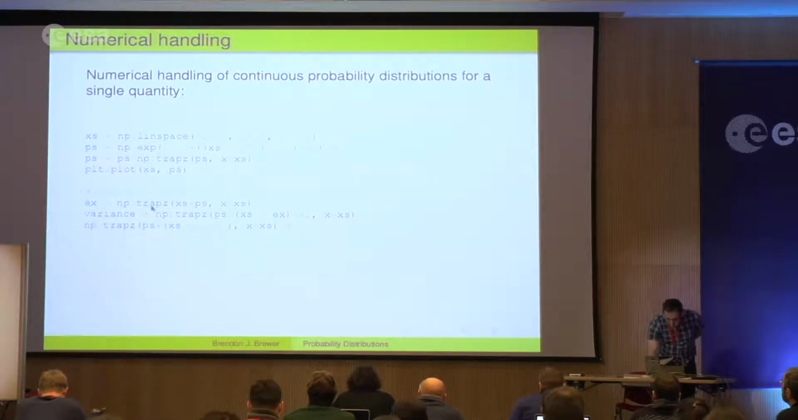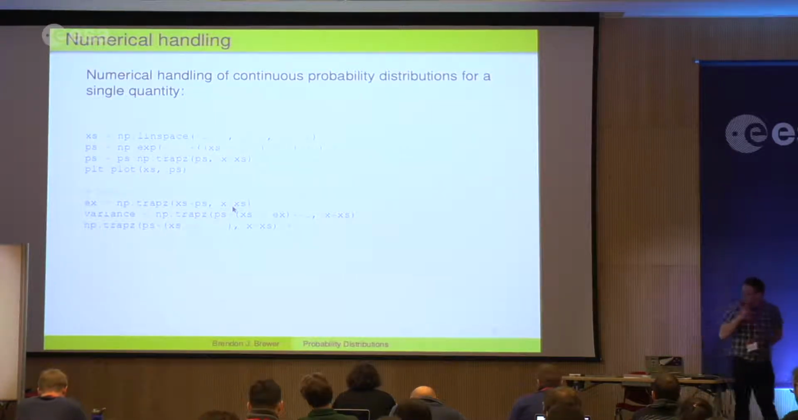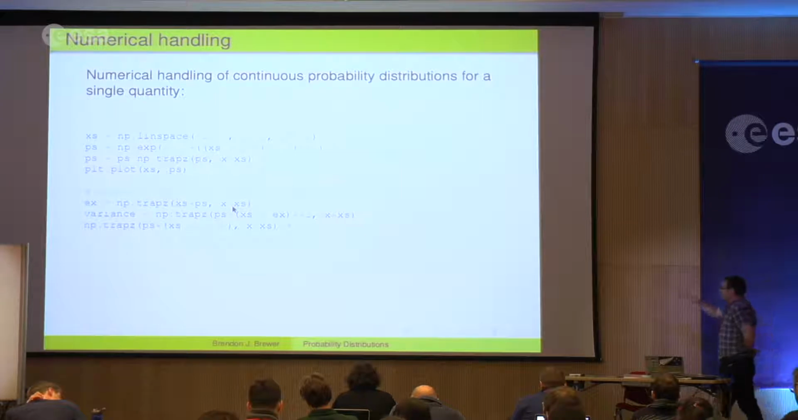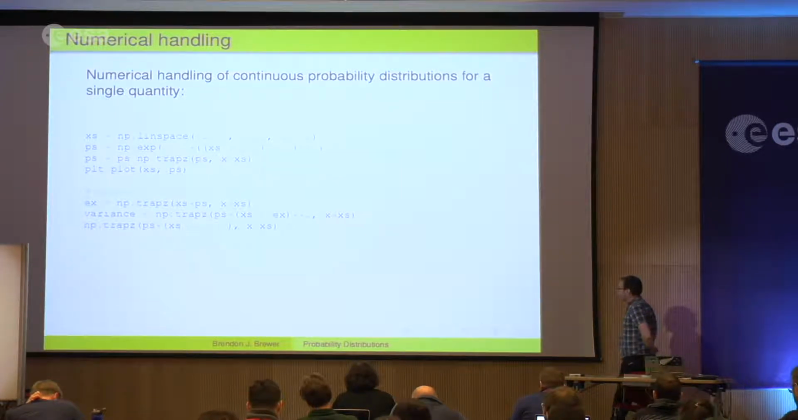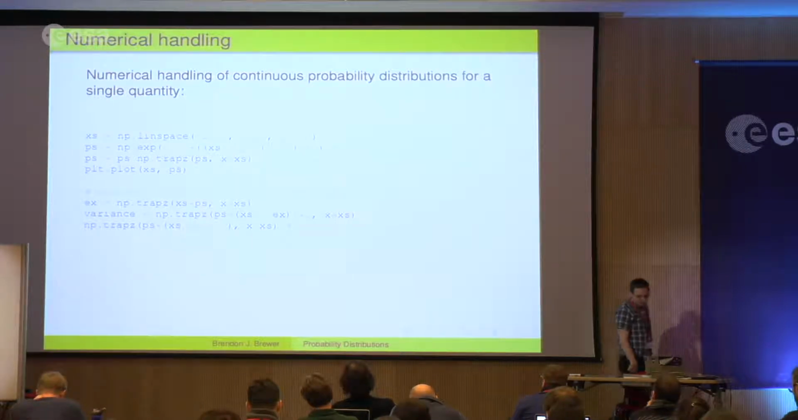Expected value and variance, they're the same. We just, instead of using sum, we're using the trapezoidal rule to approximate the integral. So trapezoidal rule, integrate the x's times the p's, and the p's are not probabilities, they're densities, and the x values for the trapezoidal rule are the x's, and similarly for the variance. And also for the probability that x is greater than or equal to 5, which I've got in this example.